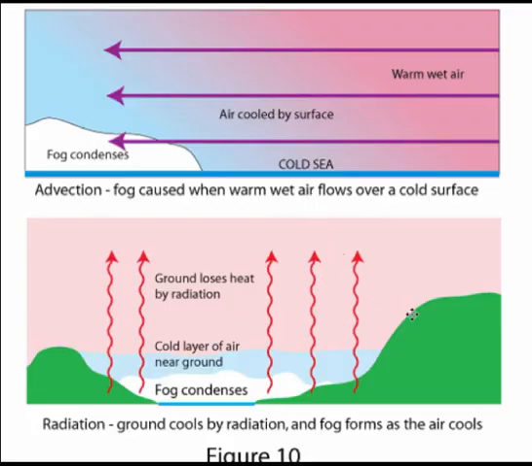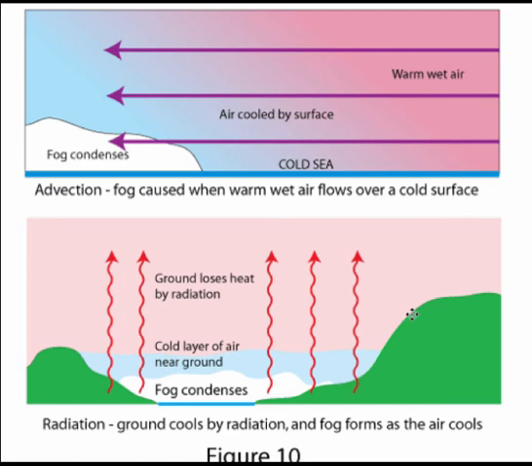The fifth way that we can get clouds to form is with two terms that you'll hear quite a bit, particularly with the formation of fog, which is just a cloud on the ground, and that is advection. So when you have warm, wet air flowing over a cold surface, you can get what is called advection fog.